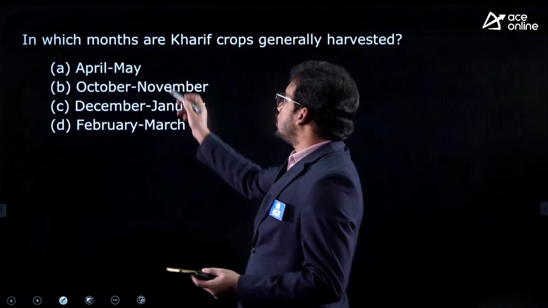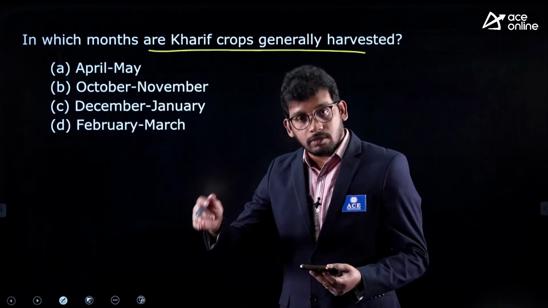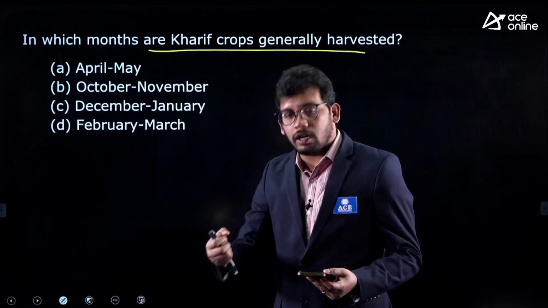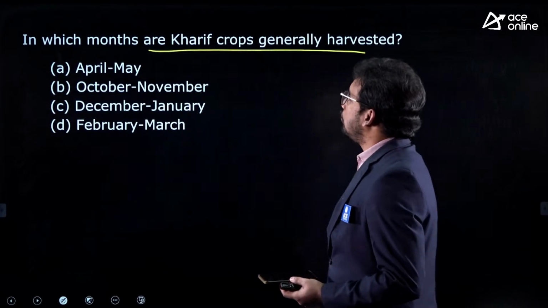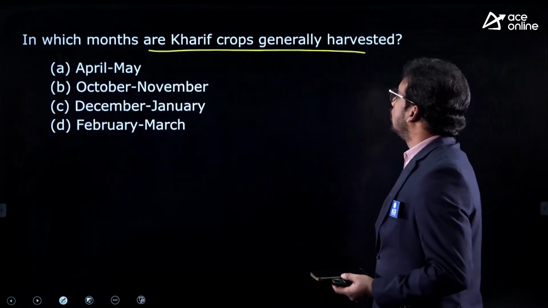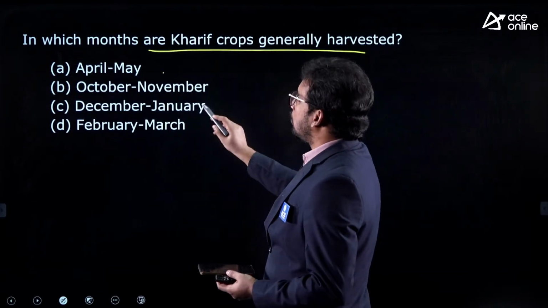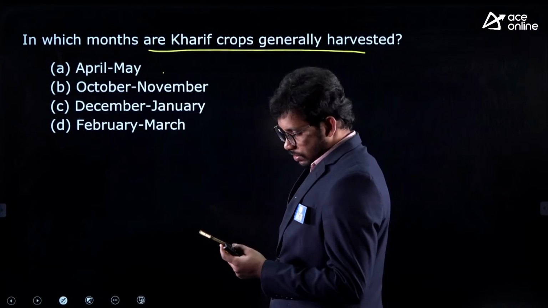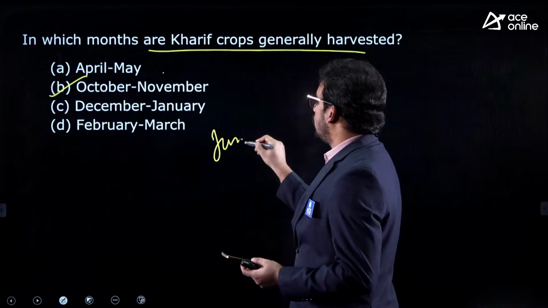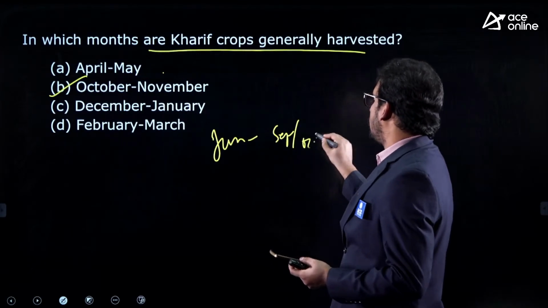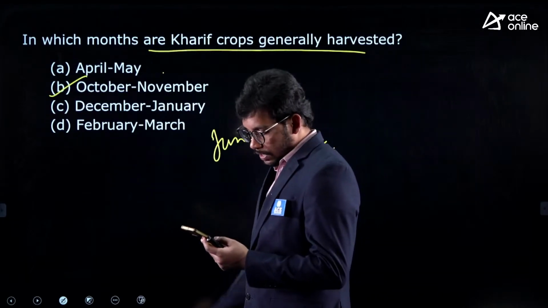Next one, in which months are Kharif crops generally harvested? Sowing is the beginning of the crop, harvesting means the final crop is being taken, cut down. So that is called harvesting. Now they are asking in which months Kharif crops are generally harvested. April, May, October, November, December, January, February, March. So October, November, we have seen starting from June till September end or October is when we harvest the Kharif crop. So the answer again is B.